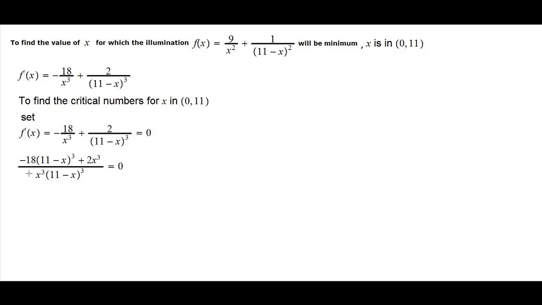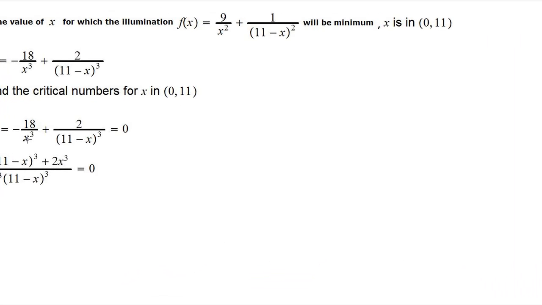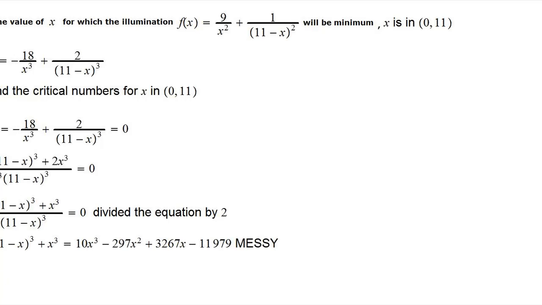Now we shall simplify this by taking the common denominator, arriving here, and then do further algebra. We divide this equation by 2 and then simplify. Just assume I carried out the multiplication and added this quantity x cubed here, and this turns out to be a messy quantity. So let's discuss further and use some other approaches that we have learned.